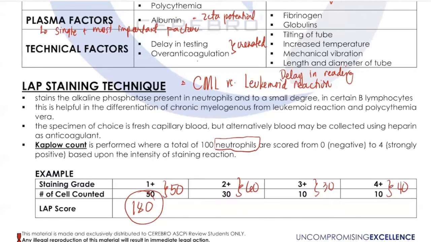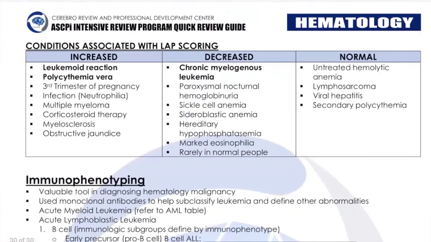So here are the differentials, wherein LAP score is normal. As what I've said, it's most commonly used to differentiate leukemoid reaction versus chronic myelogenous leukemia, wherein CML will have a decreased LAP score and leukemoid reaction will have an increased LAP score. Okay, so that's it.